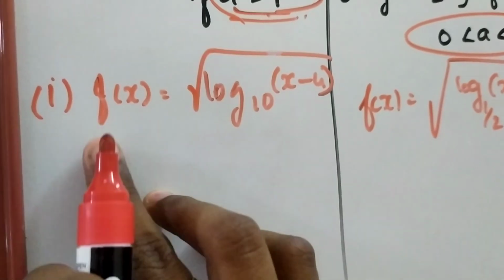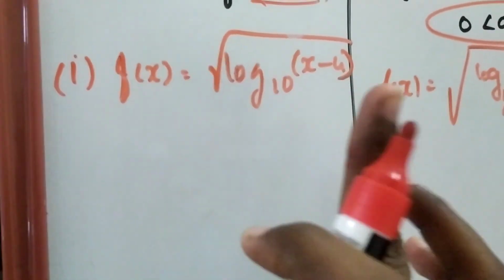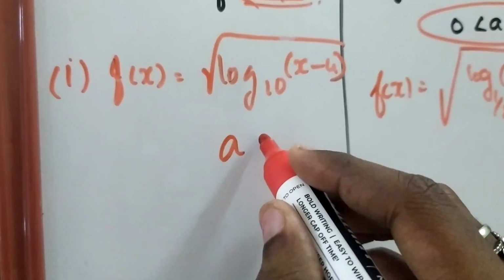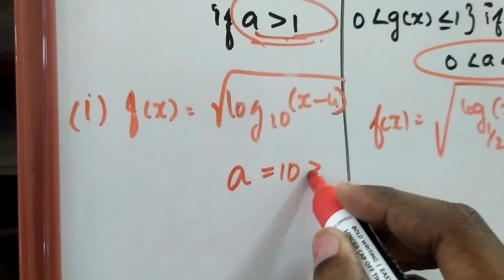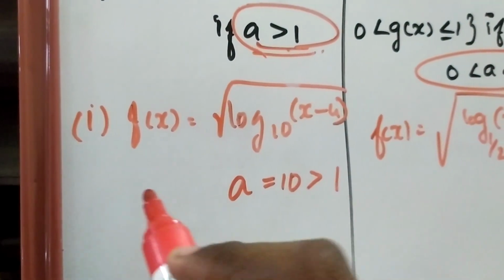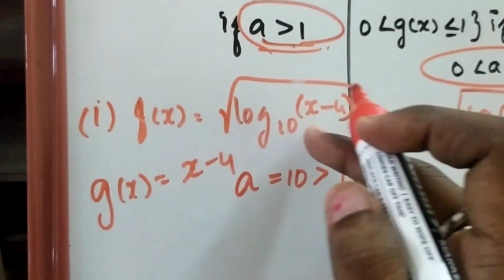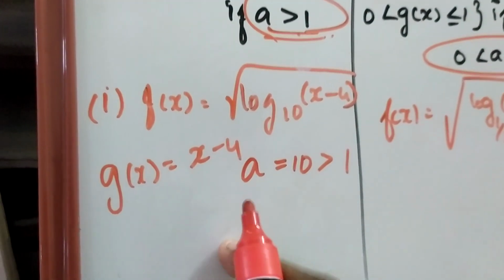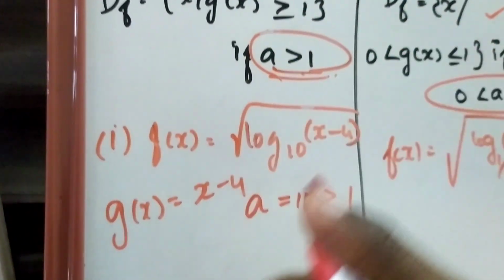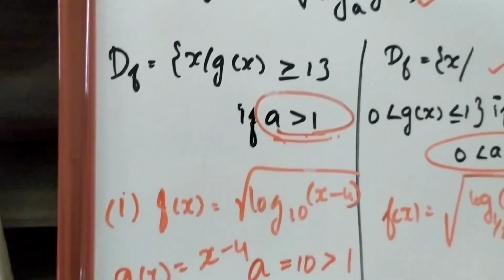See here, this is a function which is root of log of (x minus 4) base 10. Here the value of a is this base. The value of a is equal to 10, which is greater than 1, right? Therefore, here the g of x value would be x minus 4. So what you have to do is consider that g of x should be greater than or equal to 1. x minus 4 should be greater than or equal to 1.